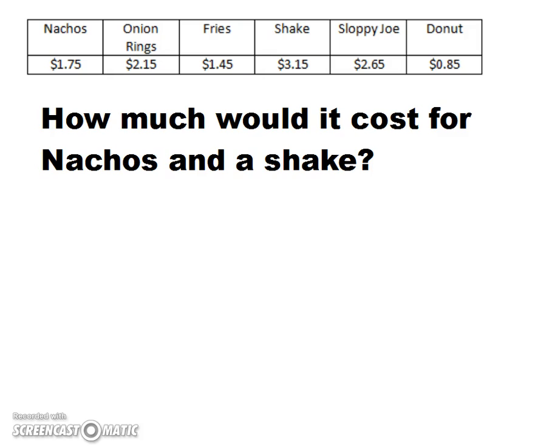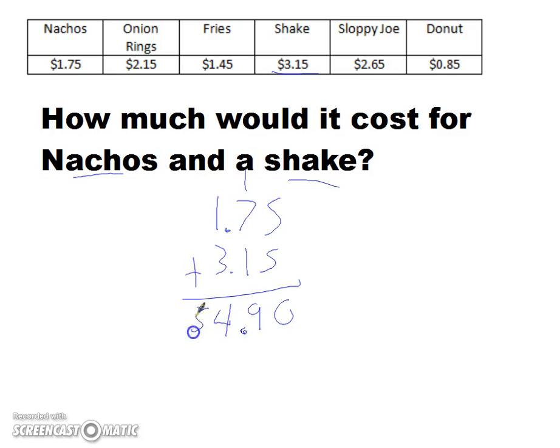How much would it cost for nachos and a shake? So I need to find nachos, $1.75. Find a shake, $3.15. And I'm going to add them together. 10, carry my 1, 8, 9, nothing to carry, $4.90.